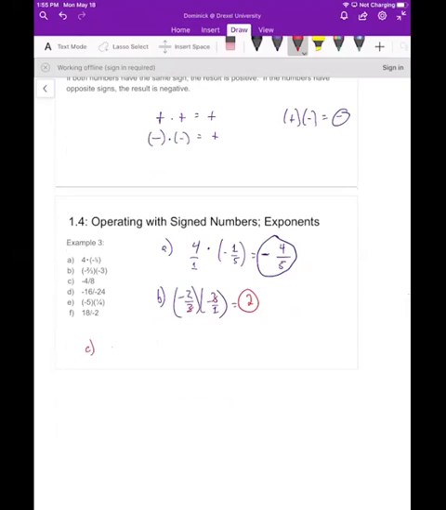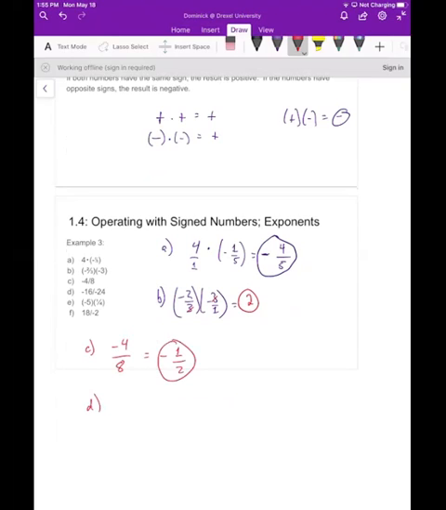Part C, we have a negative 4 divided by 8. So a negative divided by a positive is still negative. And here we just have to reduce. If I divide the top and bottom by 4, I'm going to get a 1 over 2. So this is negative 1/2.